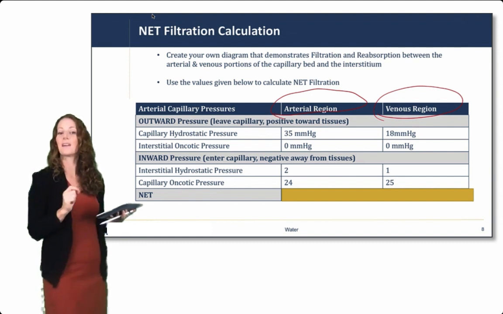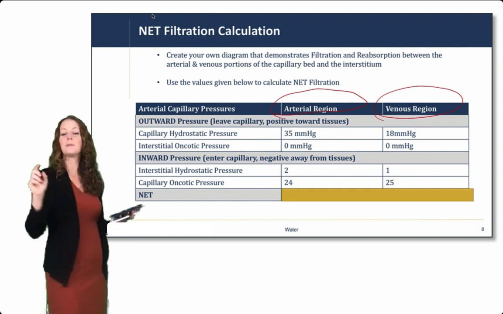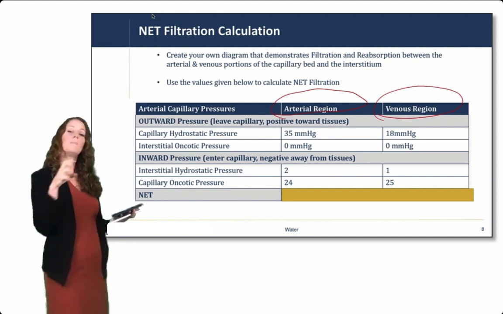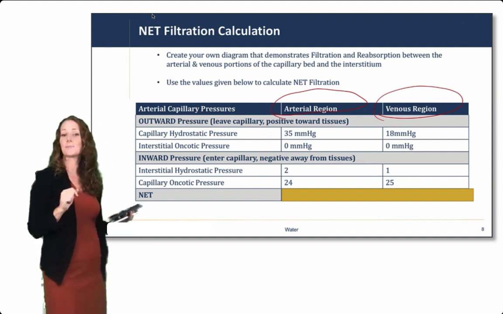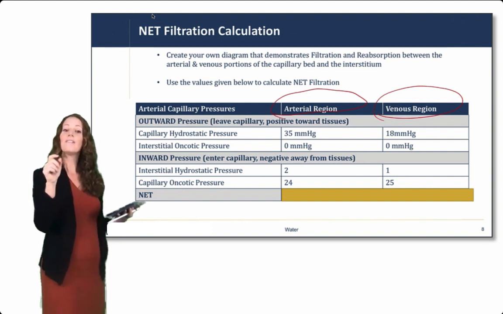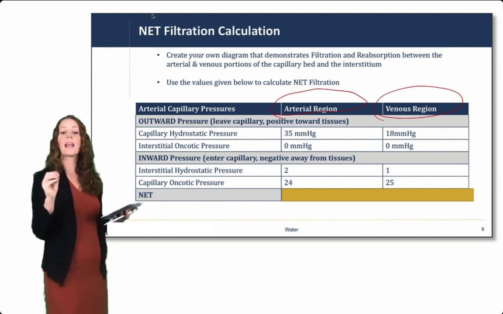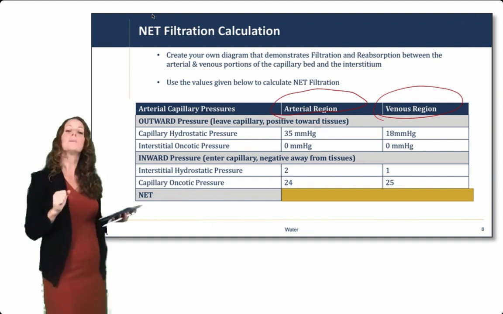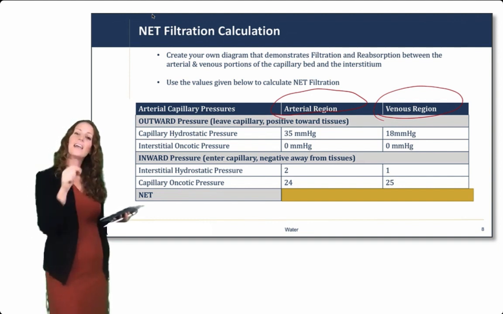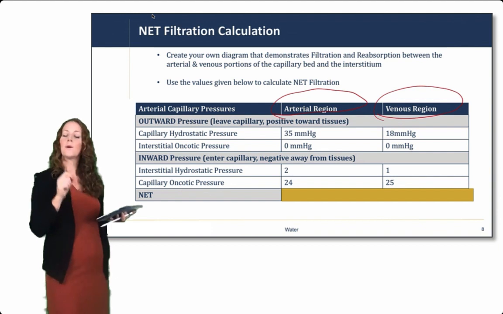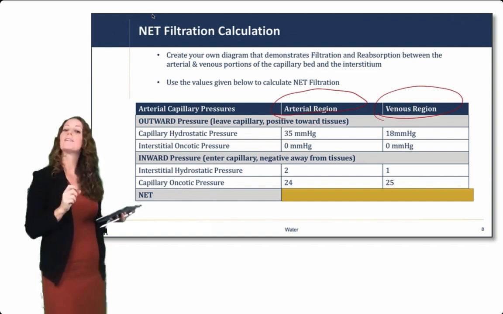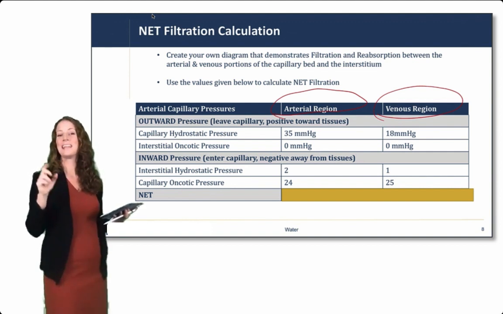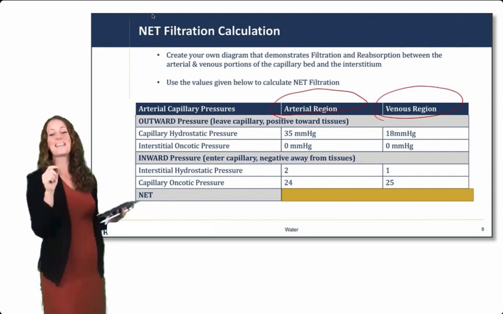Pause for a moment here. Create your own diagram that demonstrates filtration and reabsorption between the arterial and venous portions of the capillary bed, similar to that textbook diagram, and then fill in your numbers for outward and inward pressure. As you fill in those numbers for outward and inward pressure, diagram them within your drawing. Where is that outward and inward pressure coming from? What you should do then is take your outward, subtract your inward, and see what you get. Pause for a moment to do this, and then we'll talk about the answer.